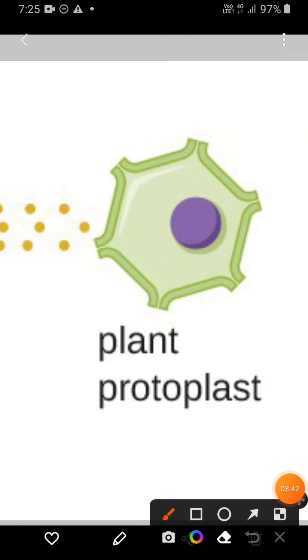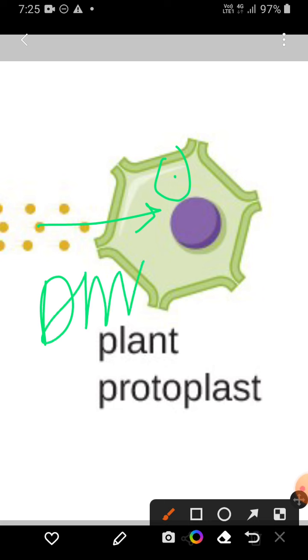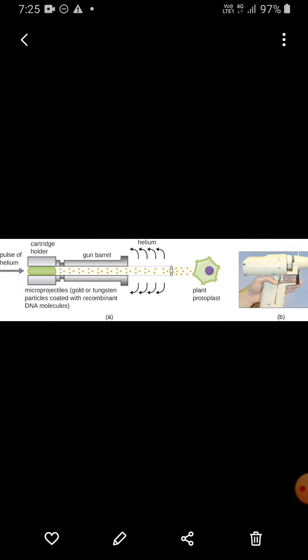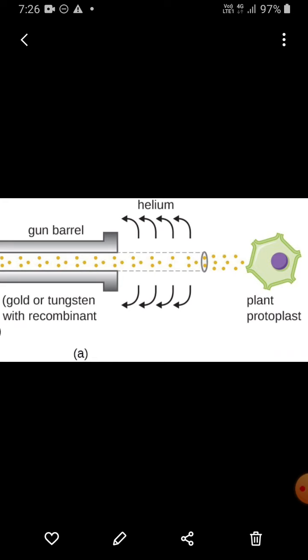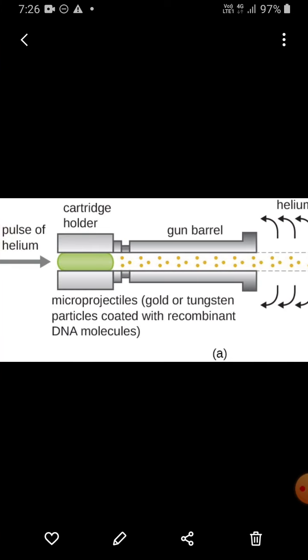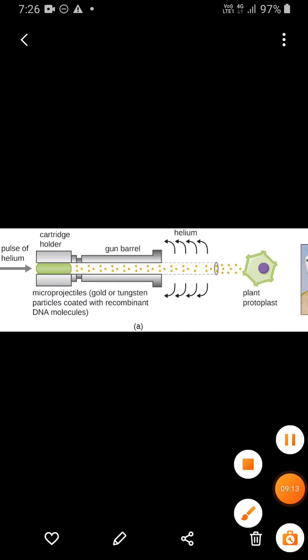Okay, once they have penetrated inside the cell, due to the reducing environment inside the cell, the DNA is separated from the gold and tungsten, and as gold and tungsten are not too harmful for the cell, we can easily use this gene gun method for our gene transformation inside our host cell. So that is the gene gun method.